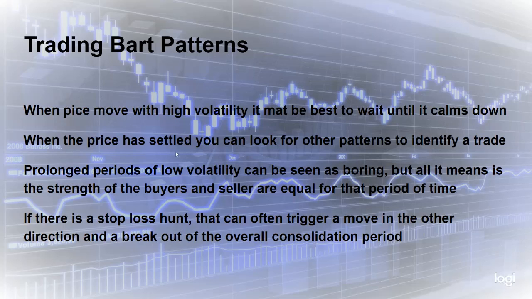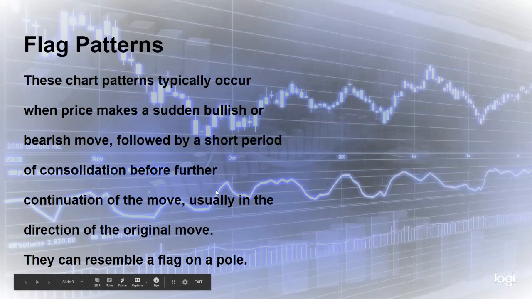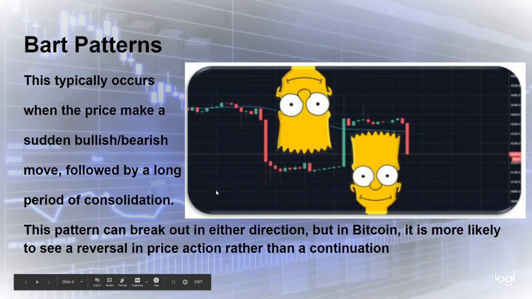So when the price is settled, you can look for other patterns to identify a trade. Prolonged periods of low volatility can often seem boring, but it means the strength of the buyers and sellers are equal for that period of time. If there's a stop loss hunt, it can then often trigger a move in the opposite direction and then a break of the overall consolidation period.